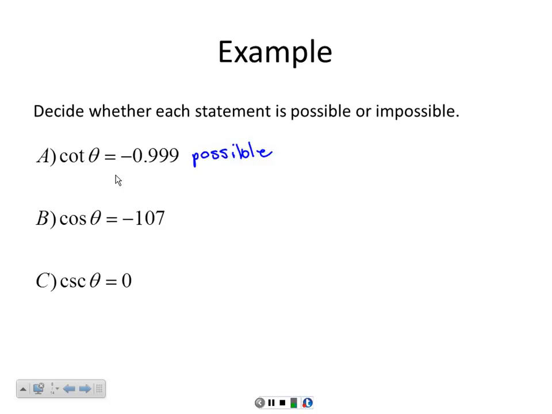And then cosine theta at -107. Can cosine theta be -107? Well, no, because it ranges from -1 to 1. So this is impossible. And then cosecant theta. Cosecant theta, can it be 0? No, because it cannot fall in between -1 and 1. So this is impossible.